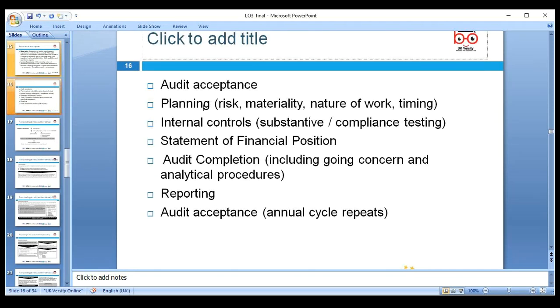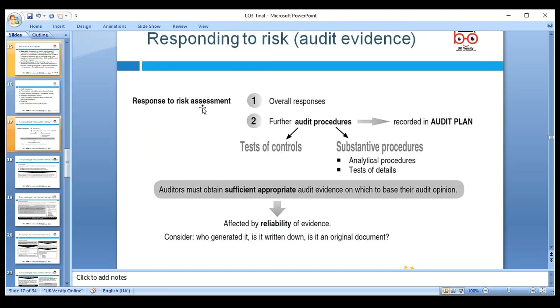That's all. Audit acceptance: we need to look at planning, risk, materiality, nature of the work, timing, inherent risk, control, substantive and compliance testing, statement of financial position, audit completion, and going concern. Going concern means the company will carry on its business as normal for a certain period of time, at least 12 months. Reporting and audit acceptance, all of this we need to look at.